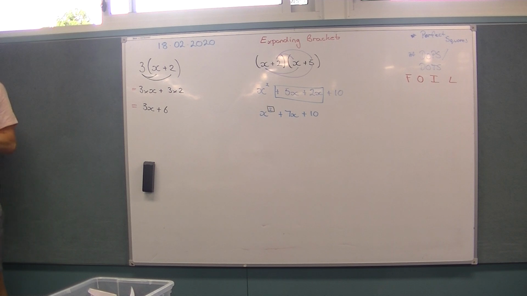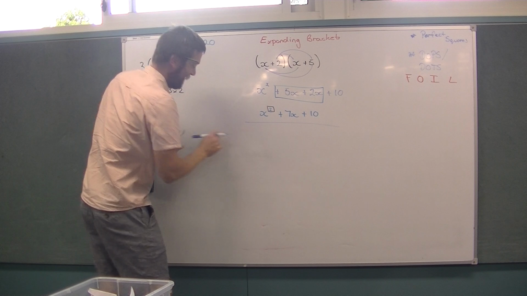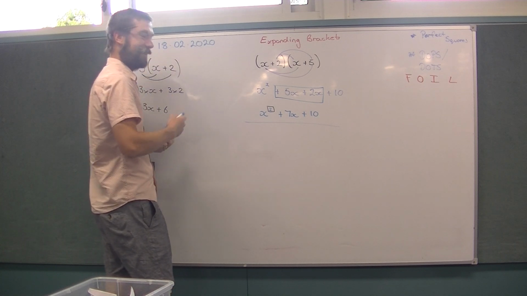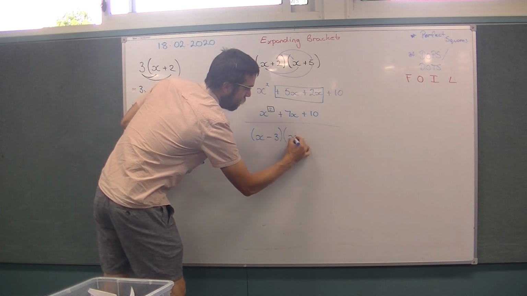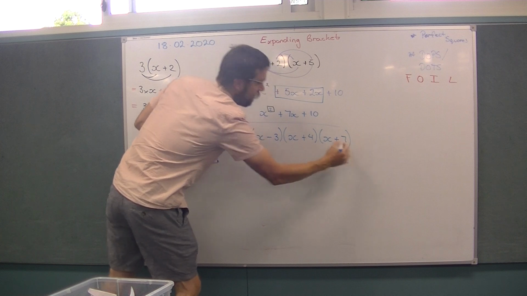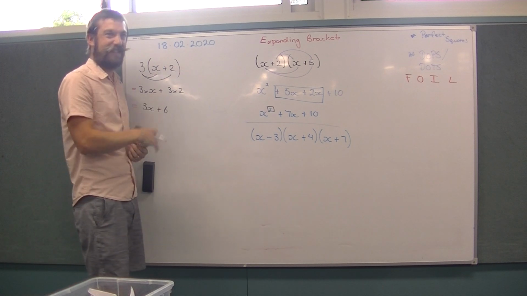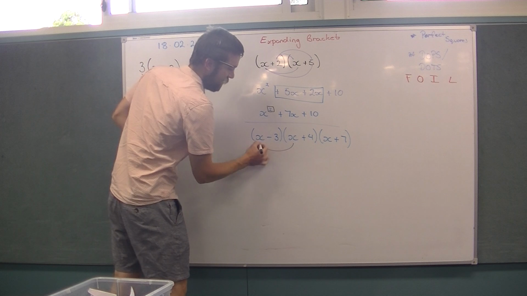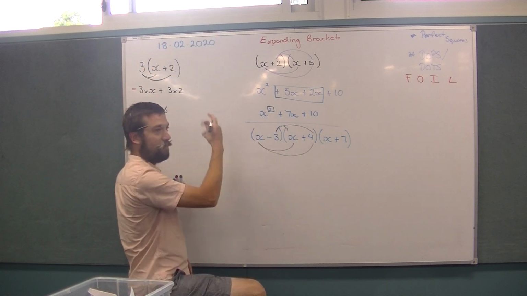But what would happen if you had 3 sets of brackets? Give up on life. Yeah, basically. Curl into a corner and just give up. So what would you do? Would you expand the first 2 brackets and then? Yeah, it's not difficult. You just do these 2 brackets.